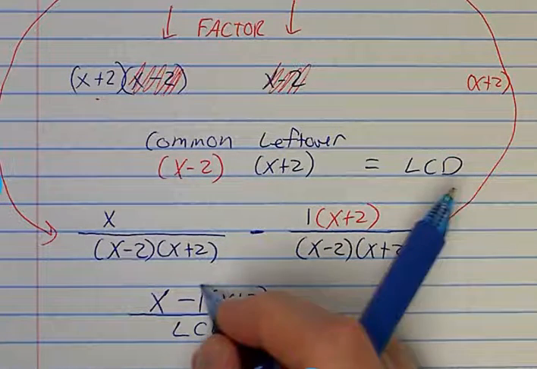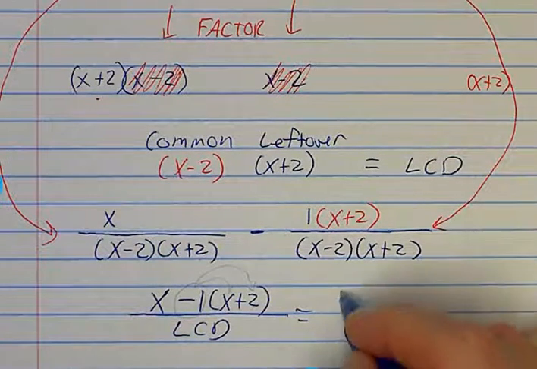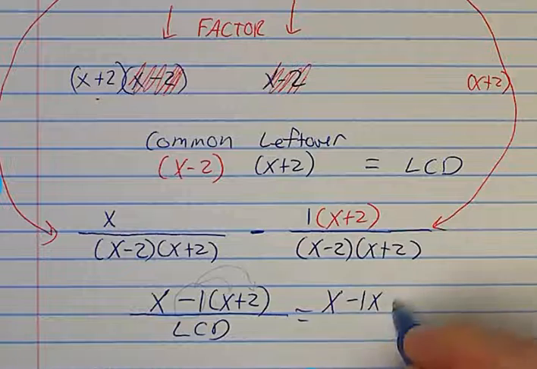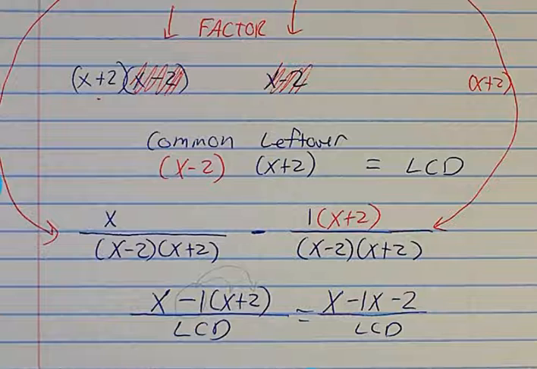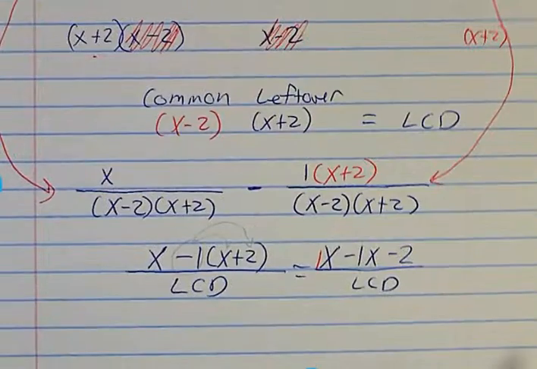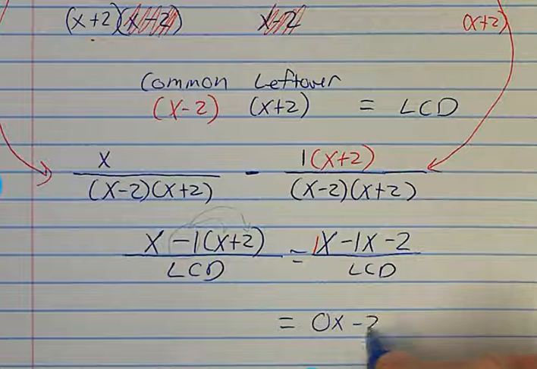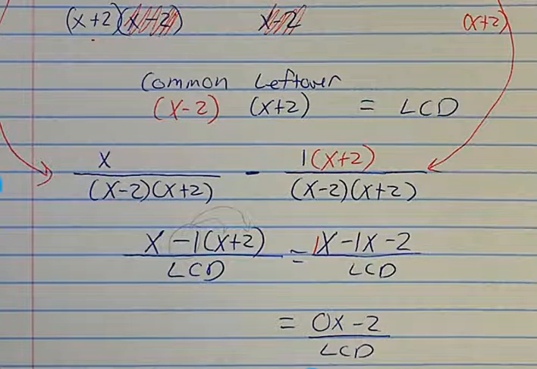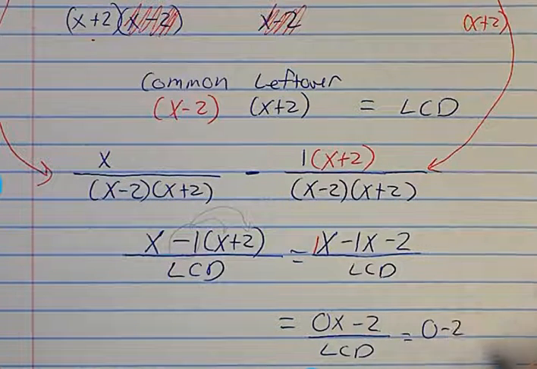You've got negative 1 times x, and you've also got negative 1 times 2. So that's x minus 1x minus 2 on the top, because you're basically just doing distributive property with the negative 1 there. So for that one, what is 1x minus 1x? 1 minus 1 is 0. If you have a 0x, then that's just 0.